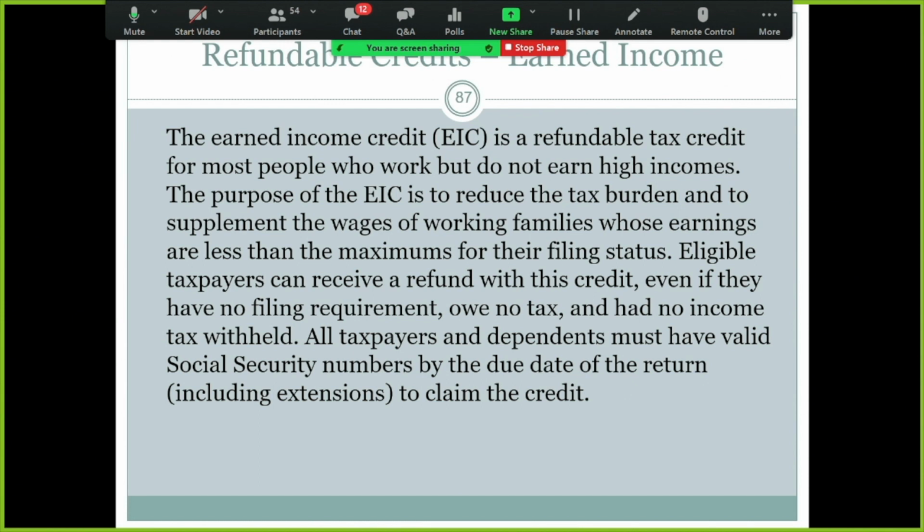All taxpayers and dependents must have valid Social Security numbers by the due date of the return, including extensions, to claim the credit. So going back to our day one topic on who must file and who should file, that very last chart that we talked about for who should file could be some of these earned income individuals. They do not have a filing requirement and did not have federal income tax withheld, but they did have some earned income, some compensation, W-2 or self-employment income. So we would still recommend that they file a tax return to qualify for the earned income credit. And again, everyone listed on the return must have a valid Social Security number by the due date of the return, so that's either April 18th, or if they file an extension, October 15th, to qualify for the earned income credit.